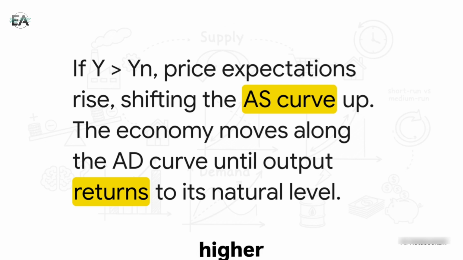They start demanding higher wages. This pushes that whole AS curve up, and the economy naturally cools down, sliding back to its sustainable, natural level of output. It's a slow process for sure, but it's powerful.